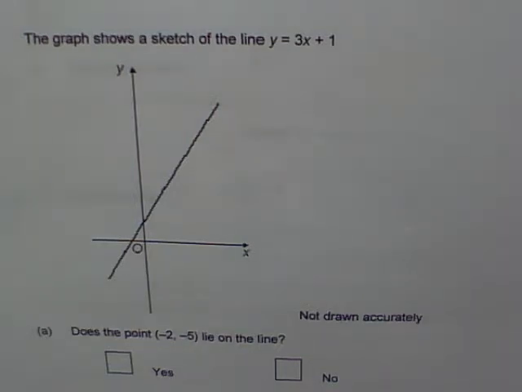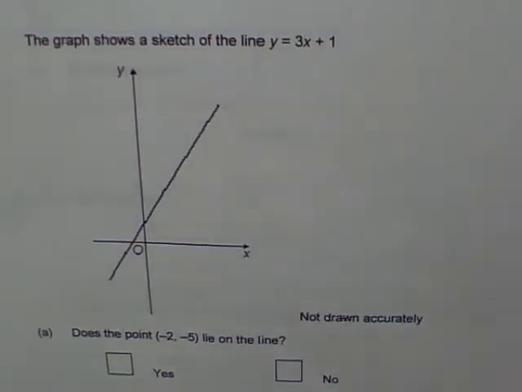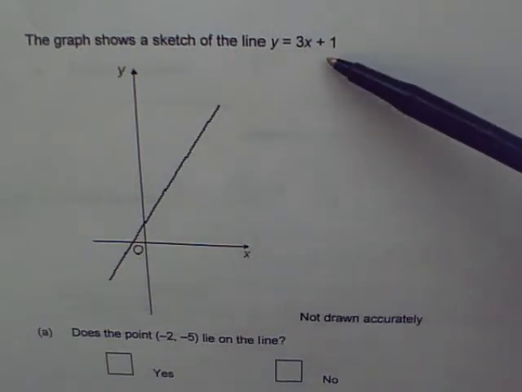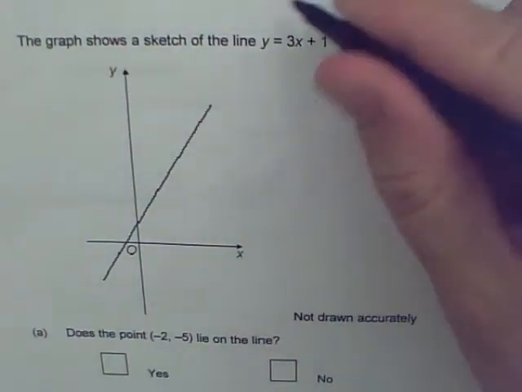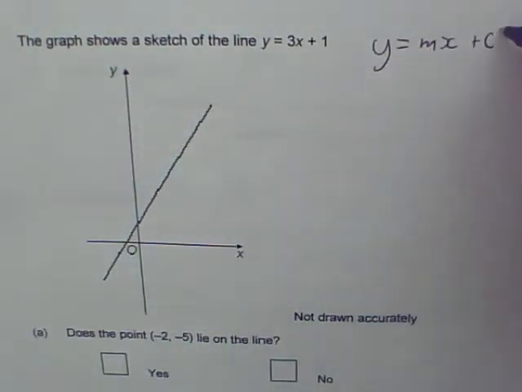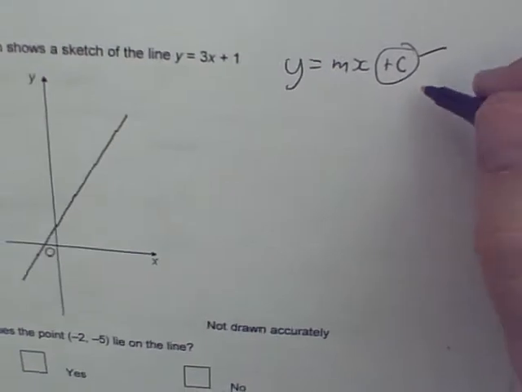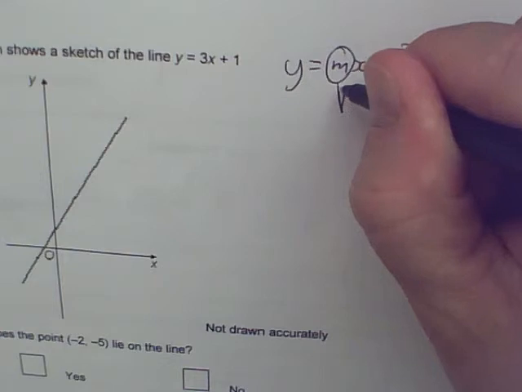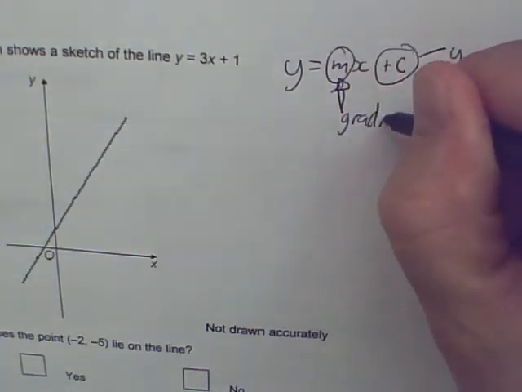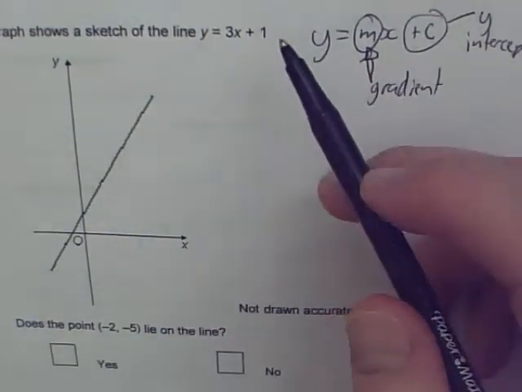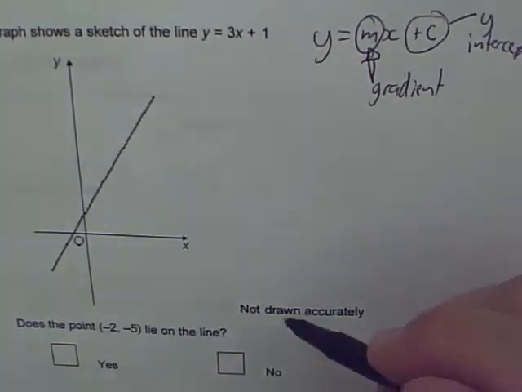Okay, question 9. The graph shows a sketch of the line y equals 3x plus 1. So, I'm just going to have a look at that to start with. 3x, okay, so this would be 3x plus 1. What do I know about graphs arranged in that kind of way? It's y equals mx plus c, where that amount is the y-intercept, and that is my gradient. So that's what I know, and I'm going to try to harness that. Okay, so y equals 3x plus 1. Okay, that's that. No, it says not drawn accurately.